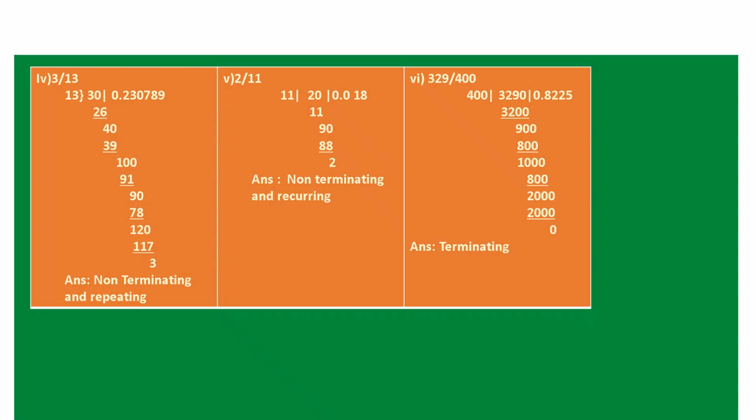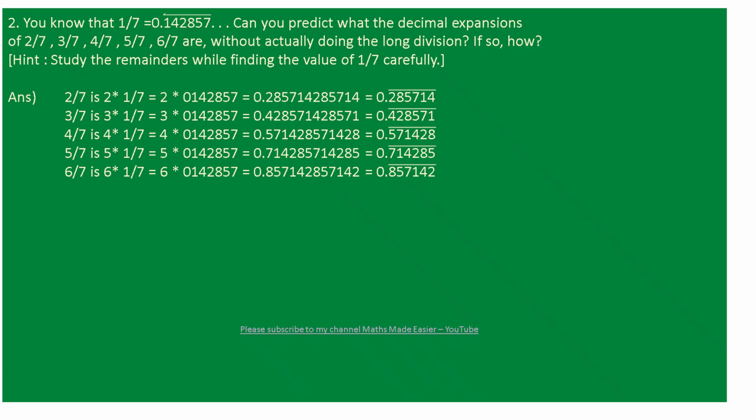329 by 400 is a case of terminating. Question number 2: you know that 1 by 7 is equal to 0.142857 with the pattern getting repeated. Can you predict what the decimal expansions of 2 by 7, 3 by 7 and so on without actually doing the long division? If so, how?